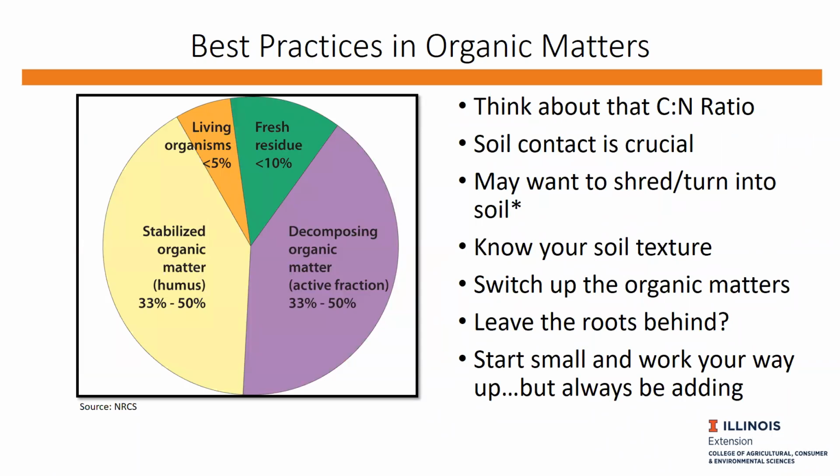More here, consider a bit about that seed to N ratio. I think it's especially crucial when it comes to maybe some of the mulches that you might be using or organic matters you might be using as well. Soil contact is crucial here too. If you're using any kind of plastic mulch system, know that you've got to get the organic matter in touching that soil in some capacity.